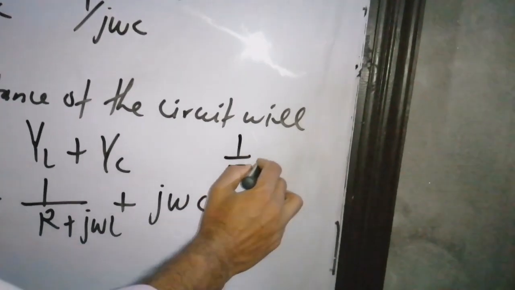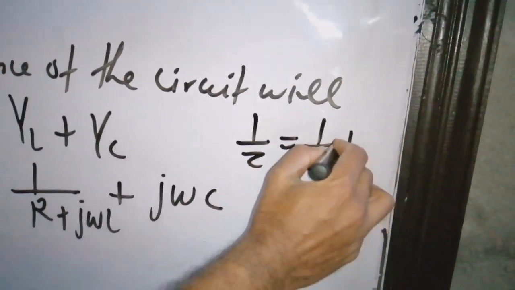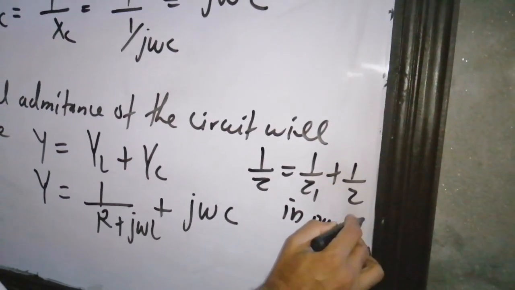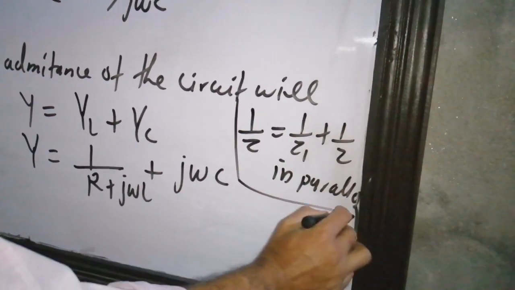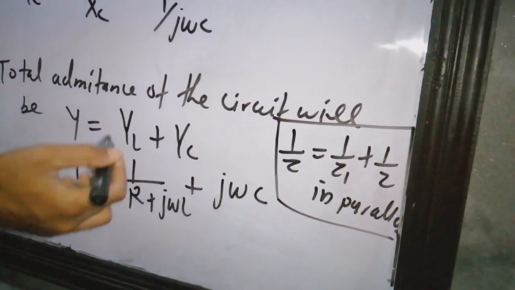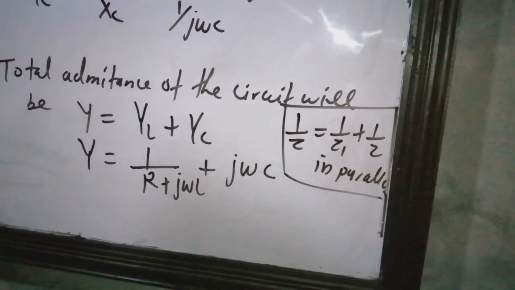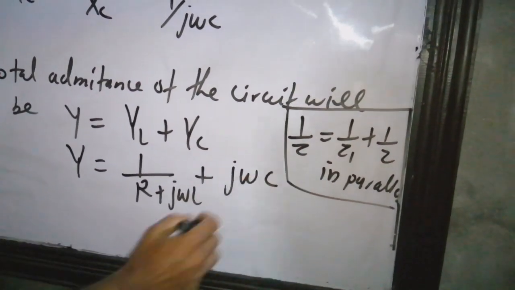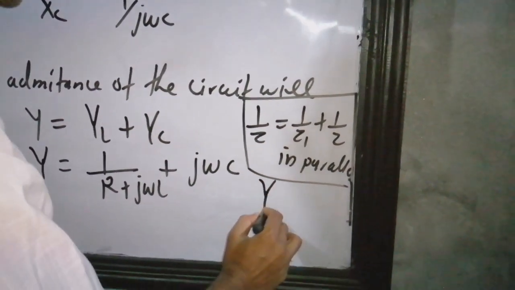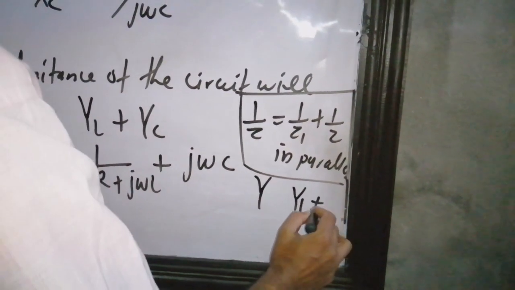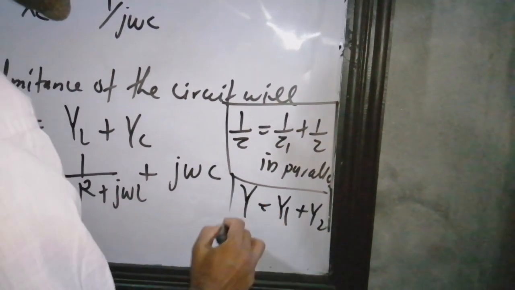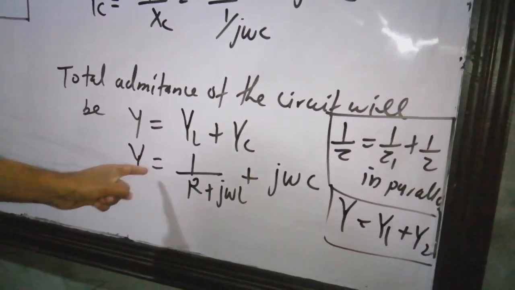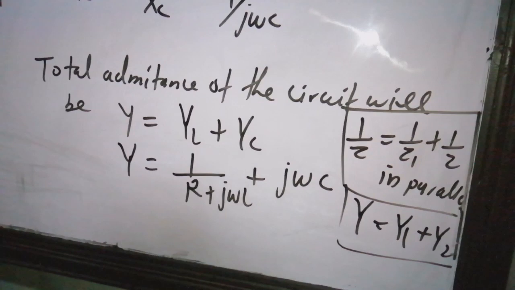Now see this is the admittance, and you may wonder how, because we know the formula 1 by Z equals 1 by Z1 plus 1 by Z2 when components are in parallel. That is the formula for impedance. The reciprocal of impedance is called admittance. So this is Y, this is Y1, and this is Y2. I used this formula here, Y equals YL plus YC, and when I add it, I get this.